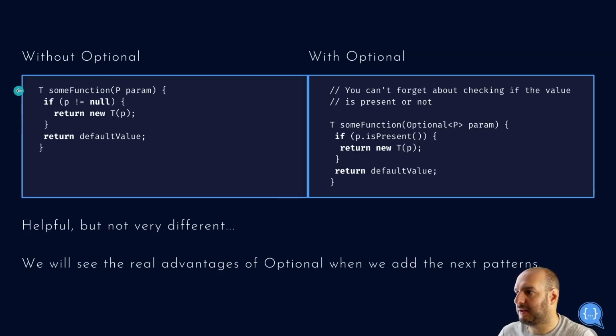So this is an implementation of some function without optional, and the param may be null. So we check if the param is not null, and then we do return, and else we return the default value. Now, if we receive an optional, we actually cannot forget to check for the null like we could here, because the type tells us that this is an optional, and we need to basically reference the optional first, and then we can do the creation of the new object, and else we return the default value.